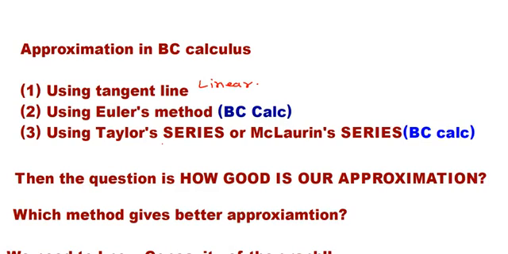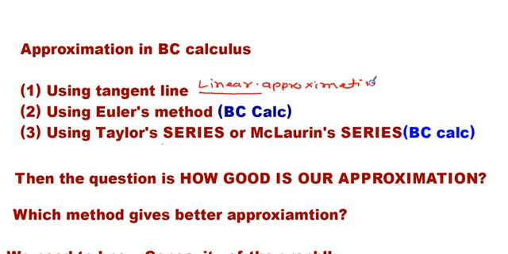Okay, in this video, we are going to look at the approximation using tangent line. Approximation in BC calculus is done 3 different ways. This is very important in BC calculus. The one is using tangent line. Tangent line is a line, that's why we call it linear approximation.